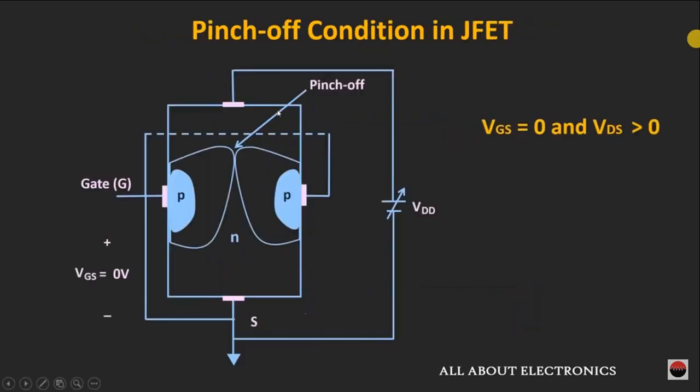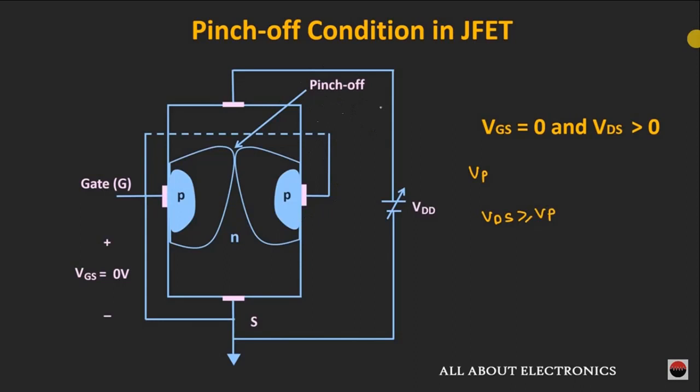Now if we further increase the voltage VDS, then at one particular voltage, the two depletion regions will touch each other. This condition is known as the pinch-off condition, and the voltage at which this occurs is known as the pinch-off voltage. Let's denote this pinch-off voltage as Vp. Whenever VDS is greater than or equal to Vp, this pinch-off condition will occur.